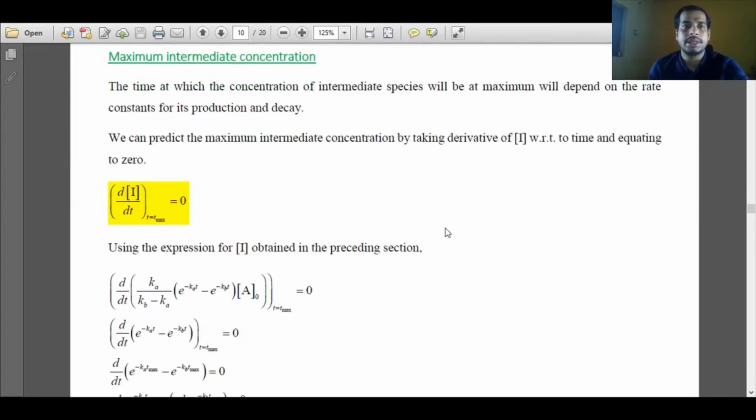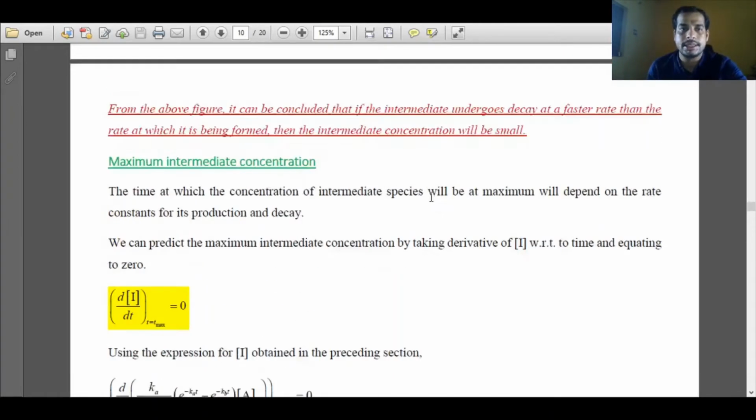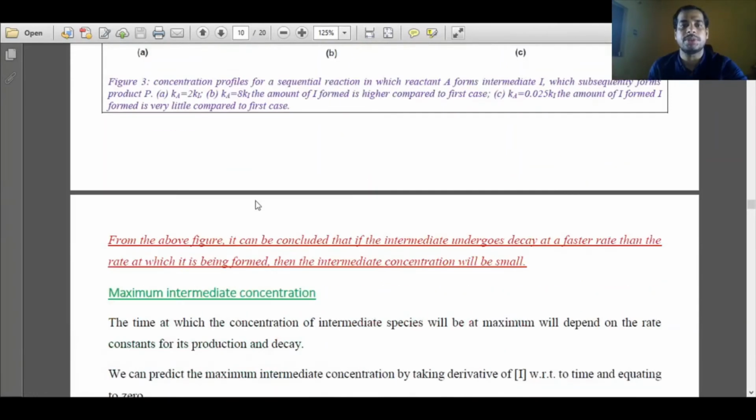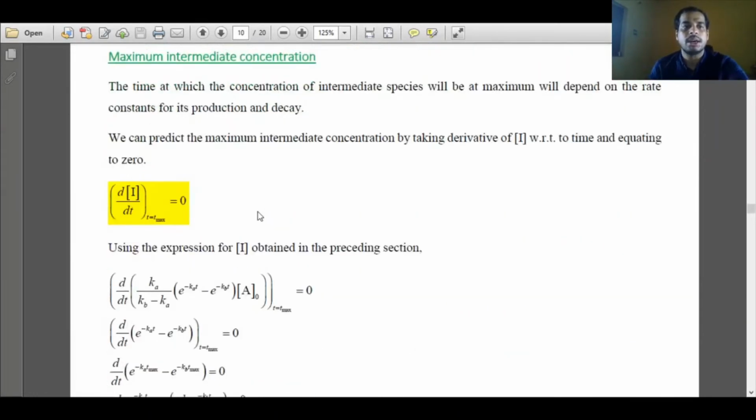Then what is the maximum intermediate concentration? What happens with the intermediate is that it first forms for a certain time, then after that time it decreases to form product P. In all the three graphs we have seen, intermediate forms, then it falls back, forms and decays. So what is the maximum intermediate concentration? Means the maximum amount of intermediate that can be formed. To know that, we have to do a differentiation. We can take differentiation of I, that is the intermediate concentration.